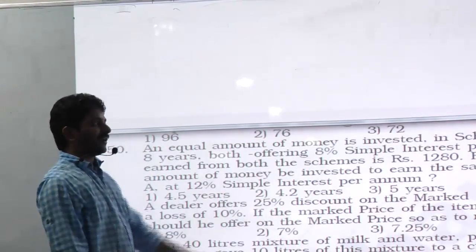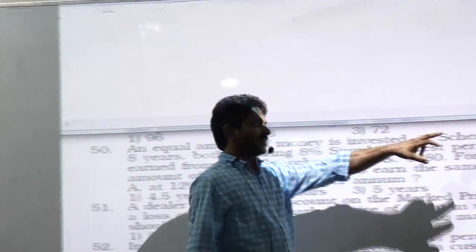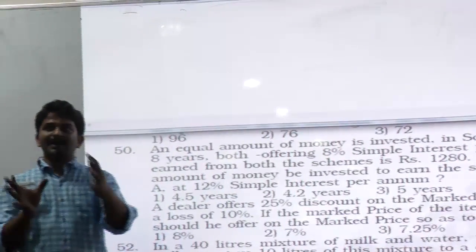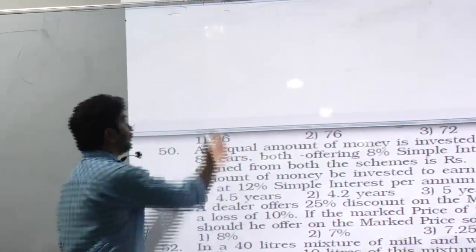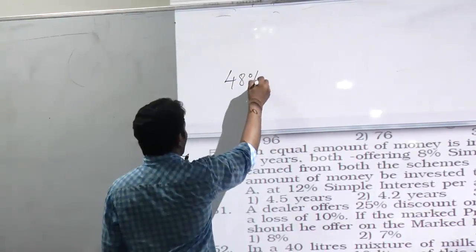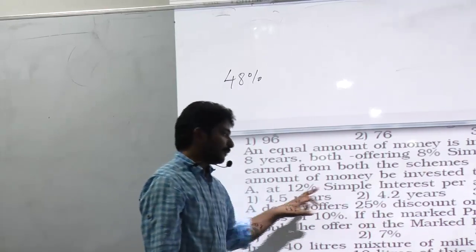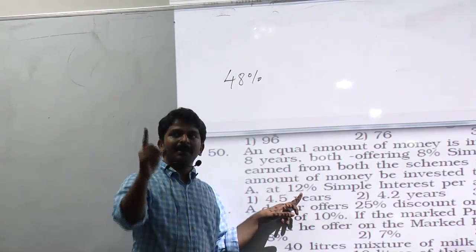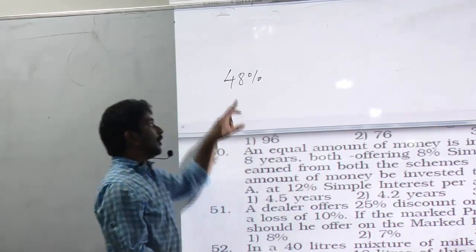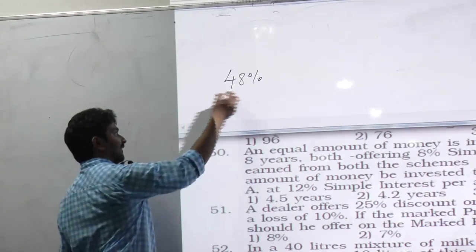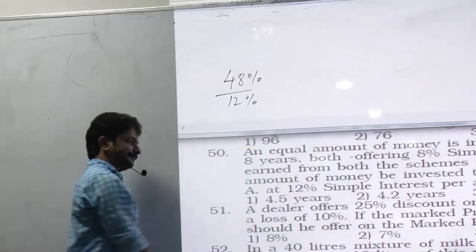Scheme A is given for how many years? 6 years, and which offers rate of interest at 8%. So total interest obtained from scheme A is 48%. So now also you should get 48%, right? At the rate of what percent? Per year if you get 12% interest, in how many years will you get 48%? Answer 4 years. That's it.